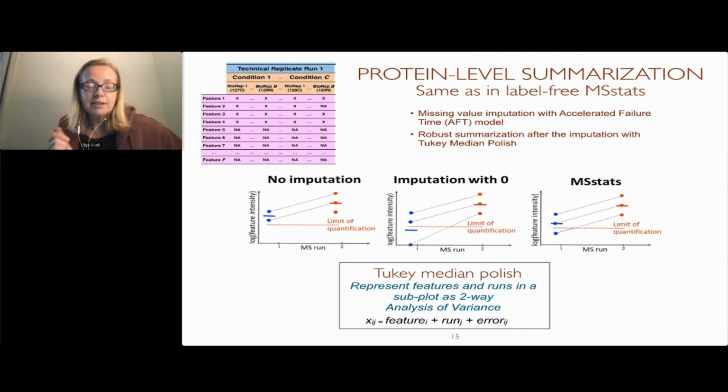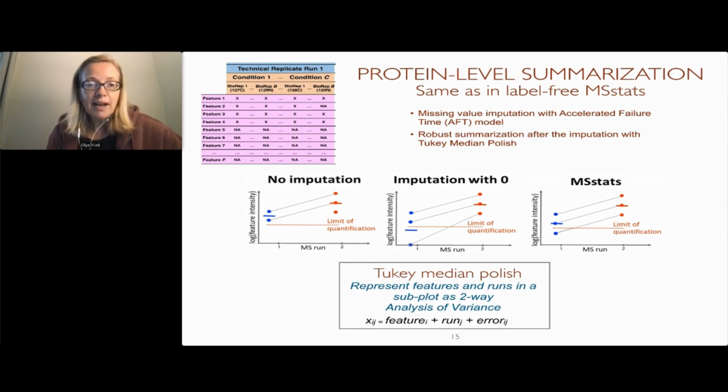So just a small detail on the summary. We do this type of robust summarization, but we also account for potential missing values. In TMT, a single channel missing doesn't happen very often, but it happens sometimes. And so what MSstats is doing, it is essentially using this model to also do the imputation of missing values.